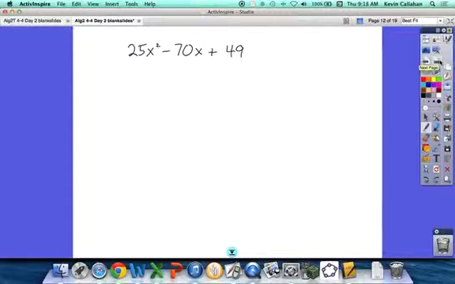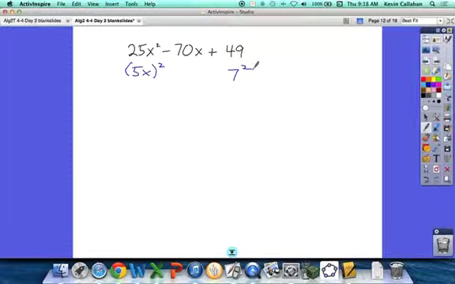Okay, do we recognize the first number as a perfect square? It's 5 squared, right? So that's 5x squared. Okay, how about the last number? We've already dealt with that, right? That's 7 squared.